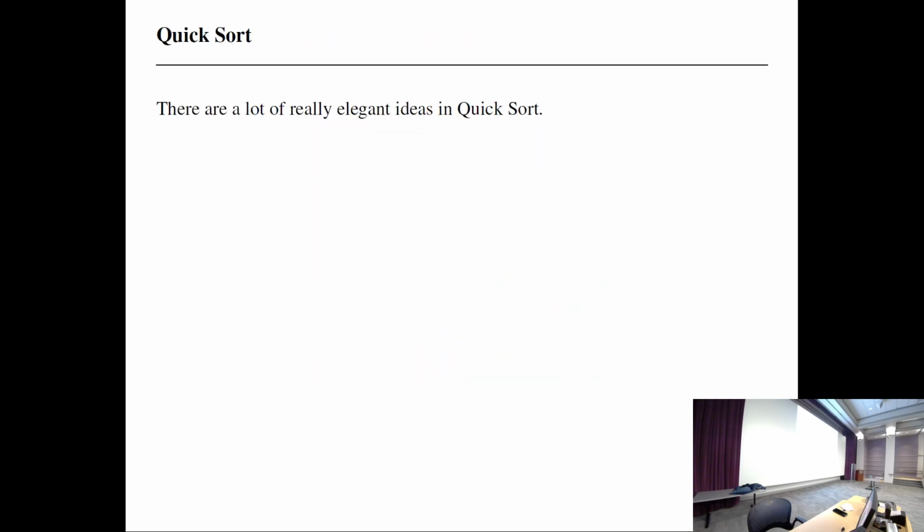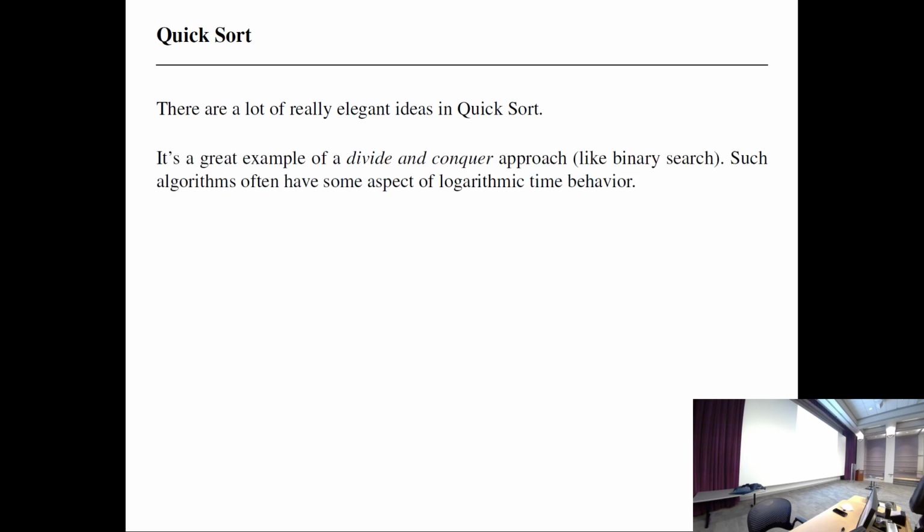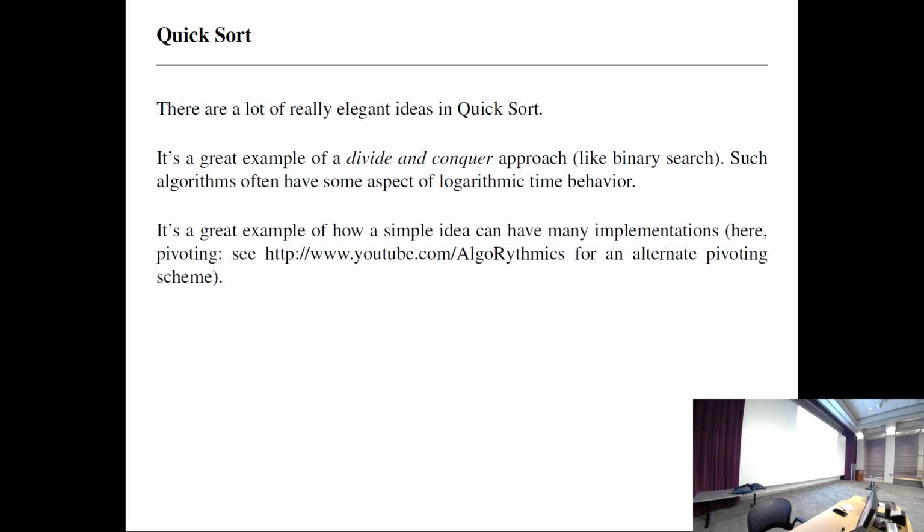So let's summarize. A lot of really elegant ideas in quicksort. This notion of divide and conquer is a powerful idiom for doing calculations on structures. We're going to see this again and again and again. It's a great idea of how a simple idea has many implementations. If you look at the YouTube quicksort, it has a different pivoting scheme. Pay special attention to who's wearing the hats because that tells you where the pointers are.